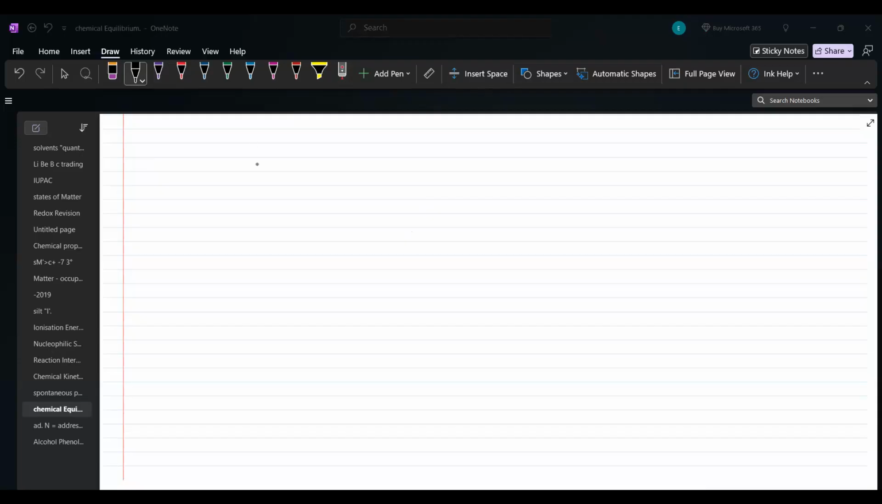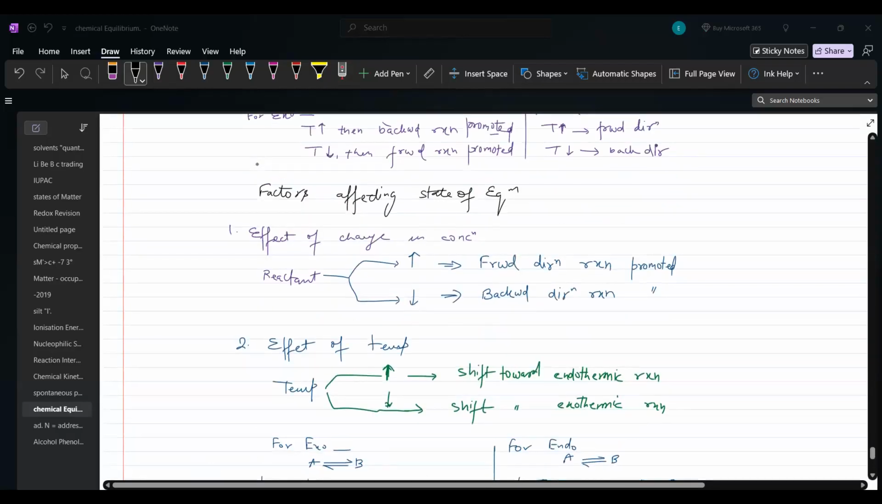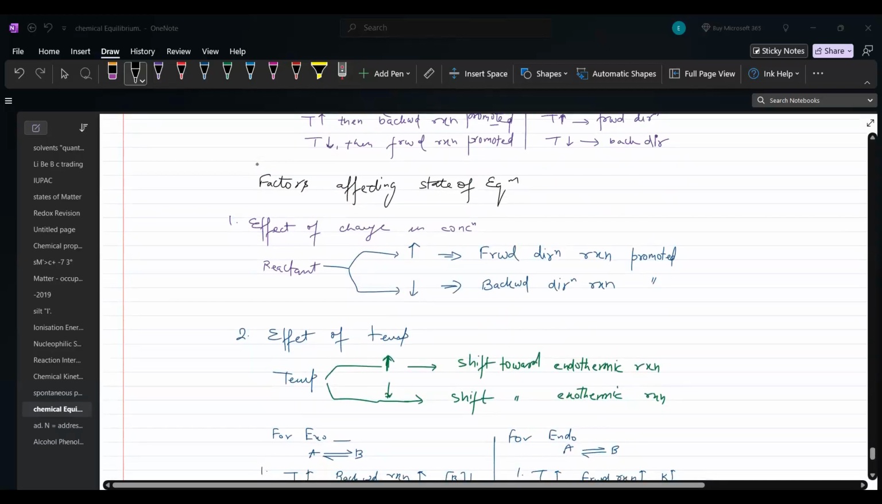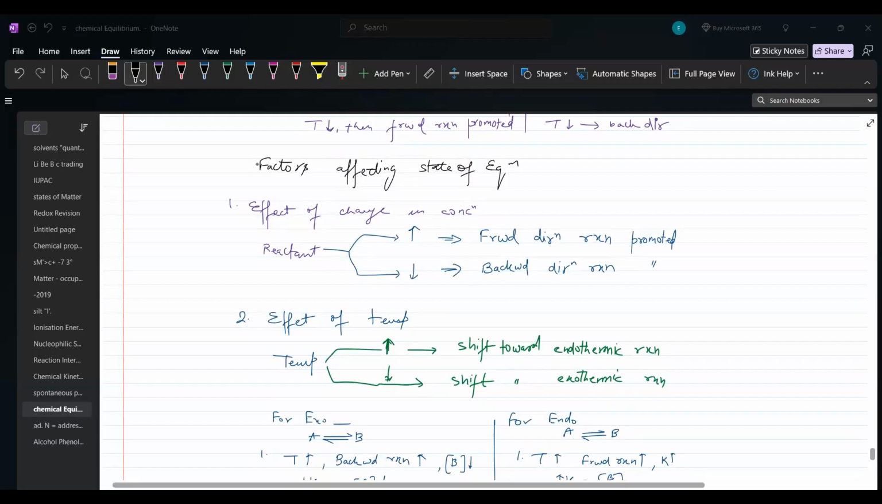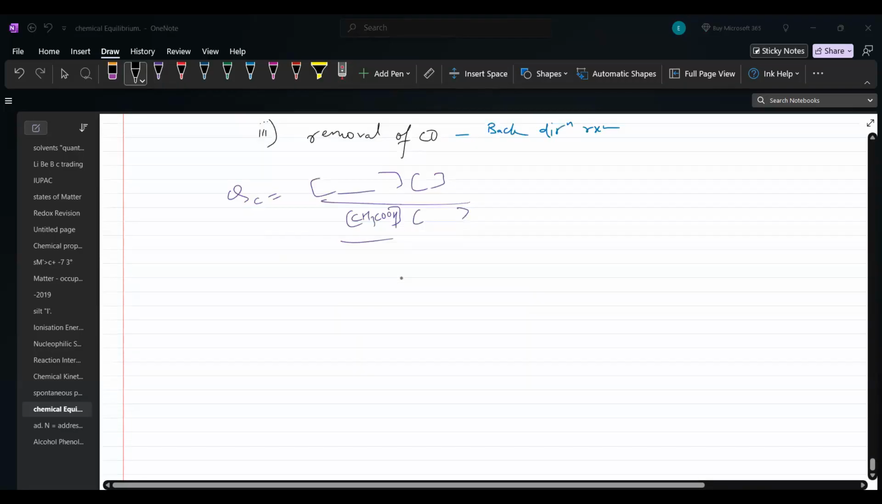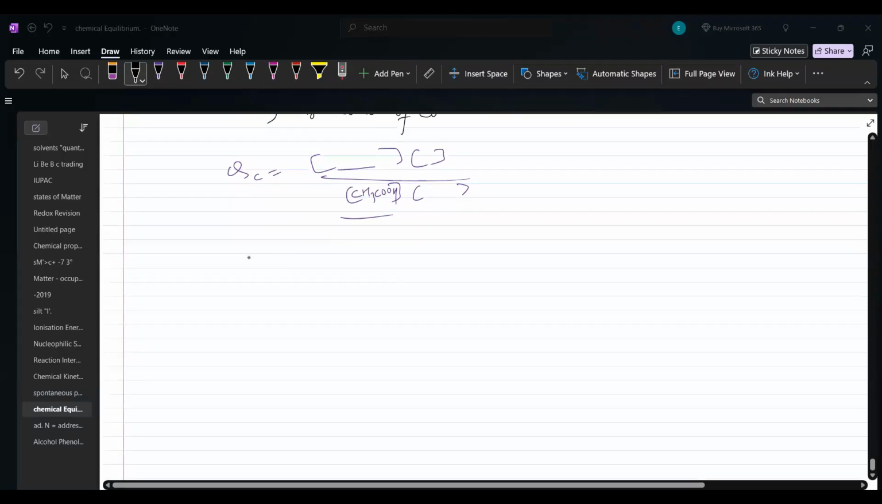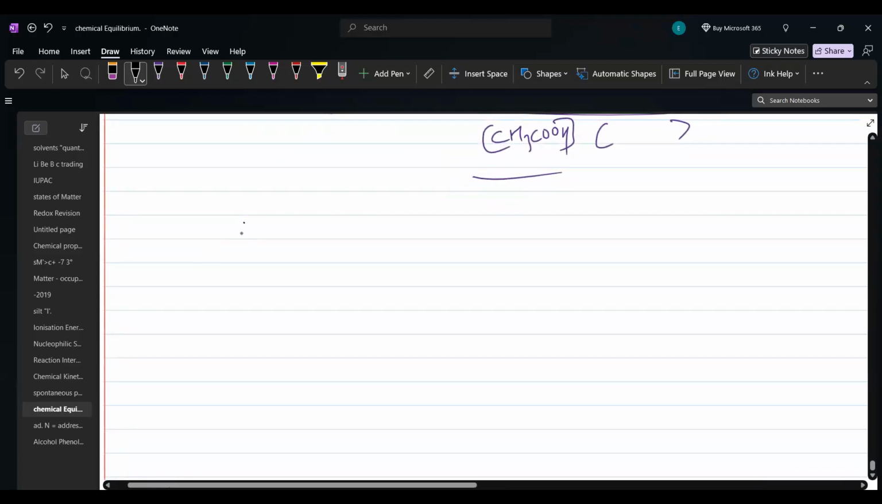So we have already studied the effect of temperature and the effect of concentration on the state of equilibrium. Okay, how the state of equilibrium changes when we add or remove some of the reactant or product. We have also done some examples. Further in this topic, we will see the effect of pressure.